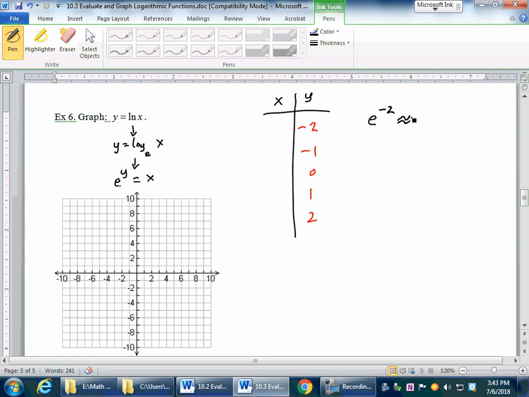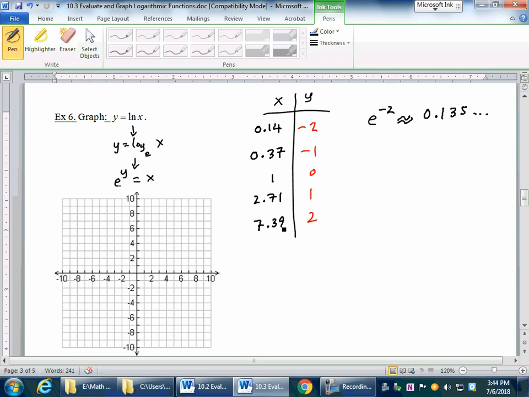So e to the -2 power gives me approximately 0.135 and so on. We would just say 0.14, so that we can count it easier. Next, I'm going to change it into -1, and that will give me approximately 0.37. And then e to the 0 power will be 1, and e to the 1 power will be 2.71, and e to the 2 power will become 7.39.